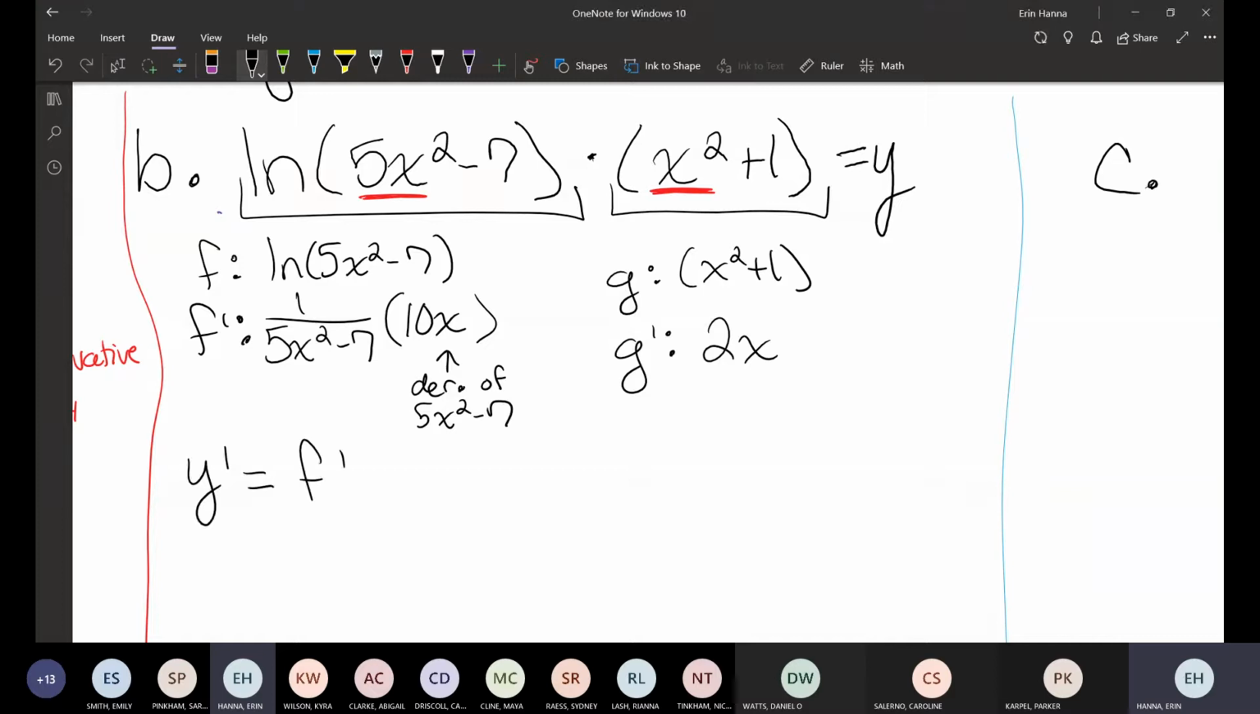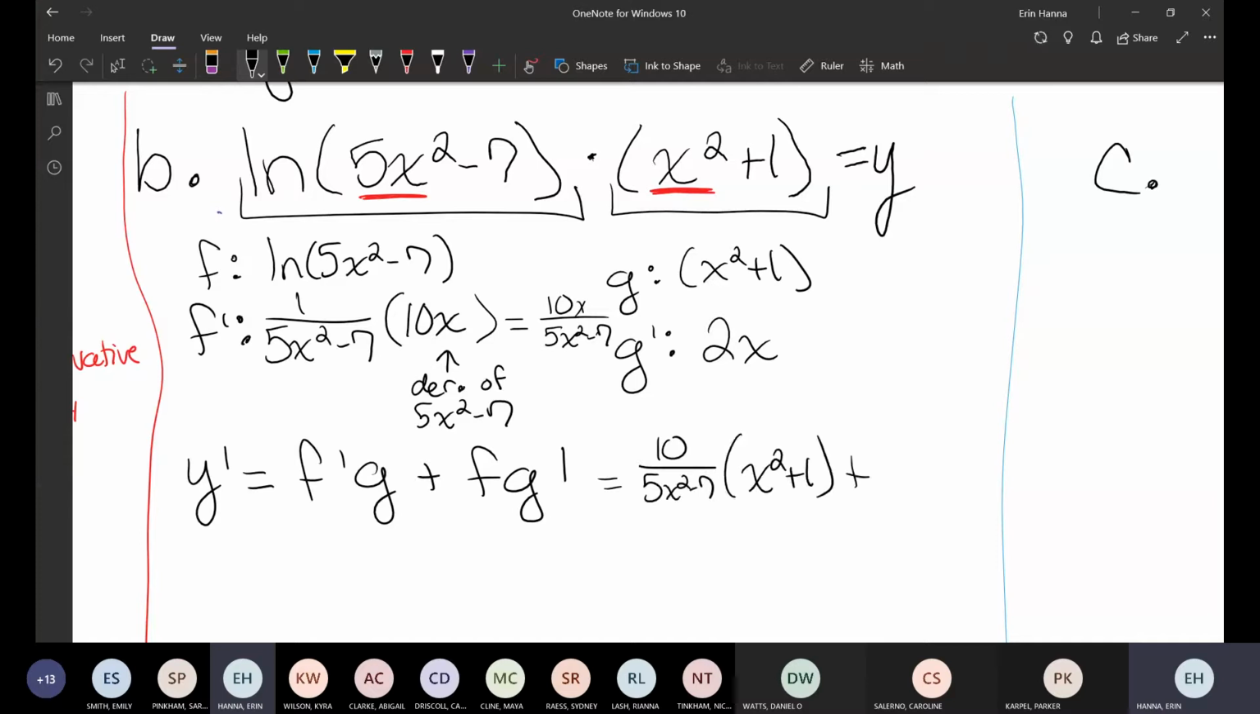Product rule in general tells you f prime g plus fg prime. So we've got, I'm going to write f prime as 10x over 5x squared minus 7. If you leave it separated, perfectly fine. So I would write 10 over 5x squared minus 7 times x squared plus 1 plus natural log of, oh no, I'm running out of space. It's okay. I just went a little bit into the other one. It'll be all right.